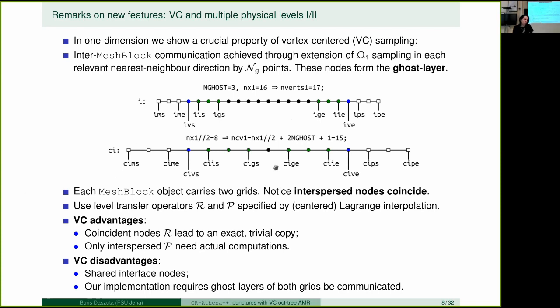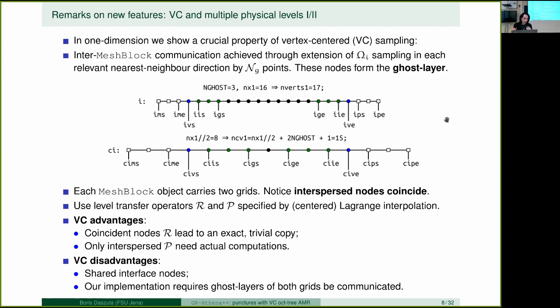Why would you want to do another sampling? Why would you want to go to vertex-centered? Because this requires a lot of infrastructure change and so on. So a nice way to understand this is to think maybe in 1D. And so here I have this kind of sketch here where you have a grid and then a finer grid. And you will observe that if you're in the vertex-centered situation, then interspersed nodes coincide.